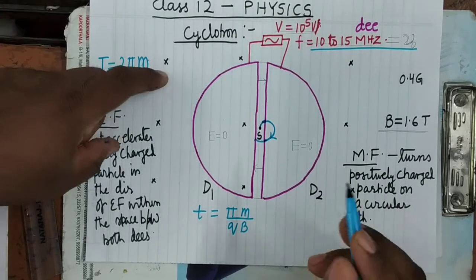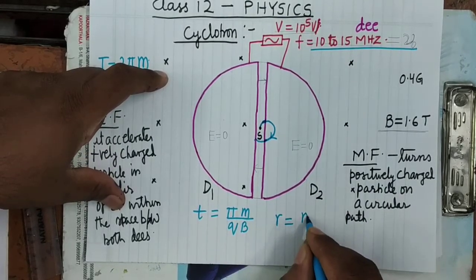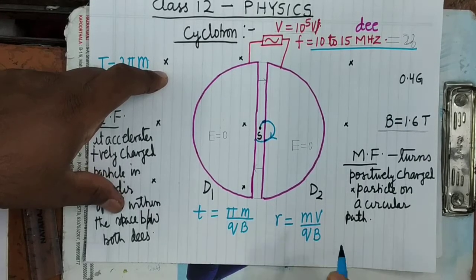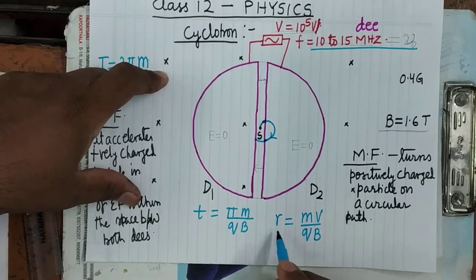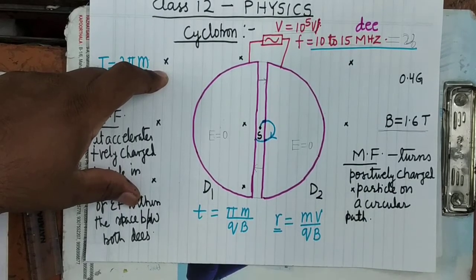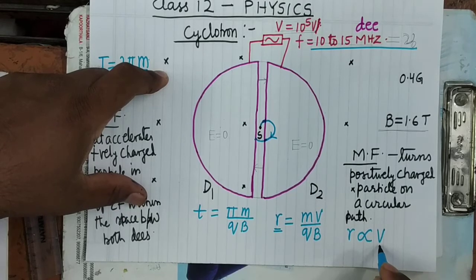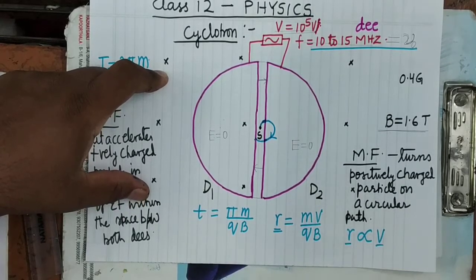And since it is entering with the greater speed, what will happen? It will describe a circular path of bigger radius, because you know that when a charged particle is moving normal to the magnetic field, what will be the radius of the circular path? This radius is directly proportional to speed. More the speed, it will describe a circular path of bigger radius.